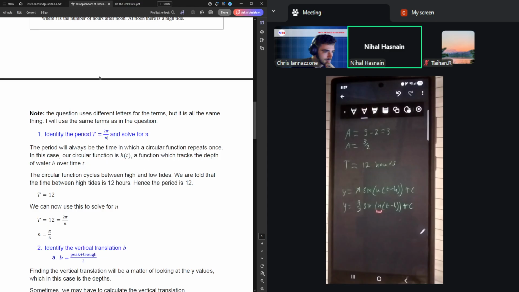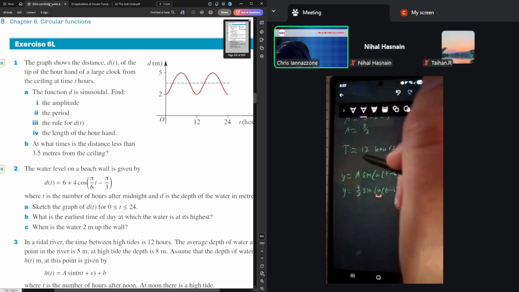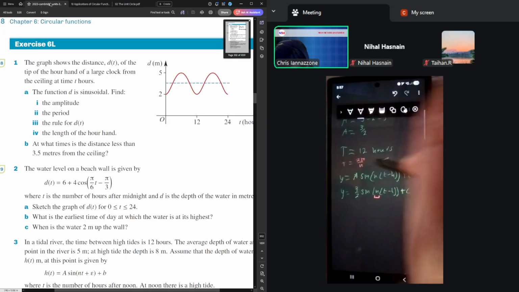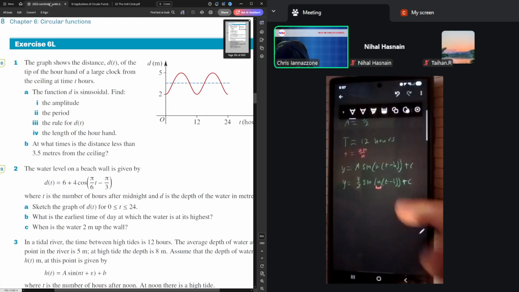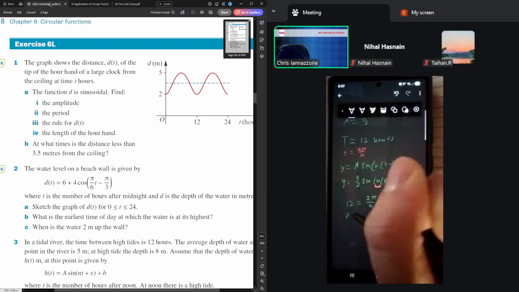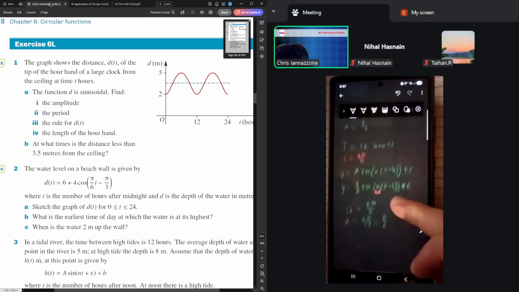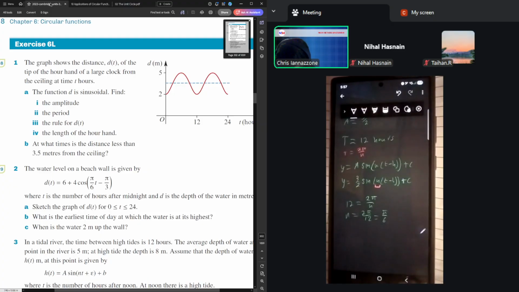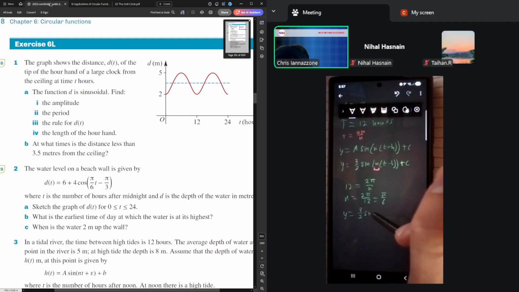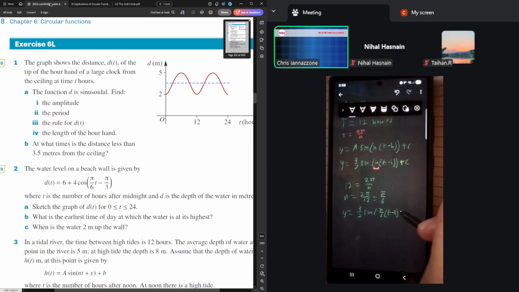We do 2 pi divided by the period. 2 pi divided by n, yeah. So period is 12, and period is also 2 pi divided by n. Therefore, 12 equals 2 pi divided by n. N equals 2 pi on 12, or pi on 6. Nice. So that gets us another term. y equals 3 on 2 sine pi on 6 bracket t minus h plus c.